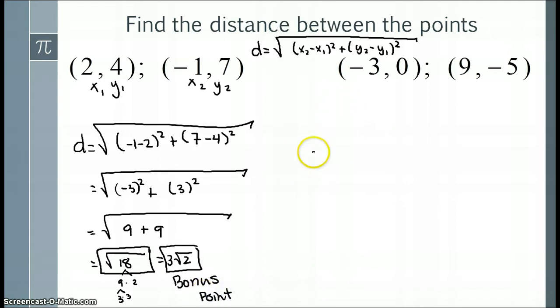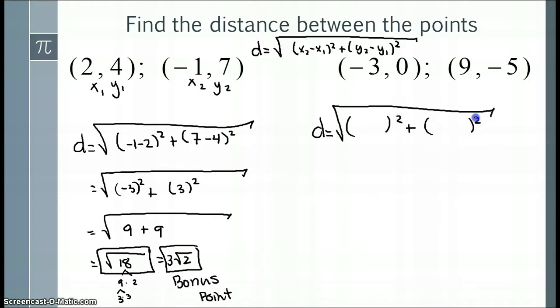And now let's go ahead and do the exact same thing, but over here. So my distance is going to be the square root. I'm going to take my x's and subtract them and square them. And I'm going to take my y's and subtract them and square them. So my x's are 9, and it's minus a -3. My y's are -5 minus 0. So that's going to be 12 squared plus -5 squared, still inside of a radical.